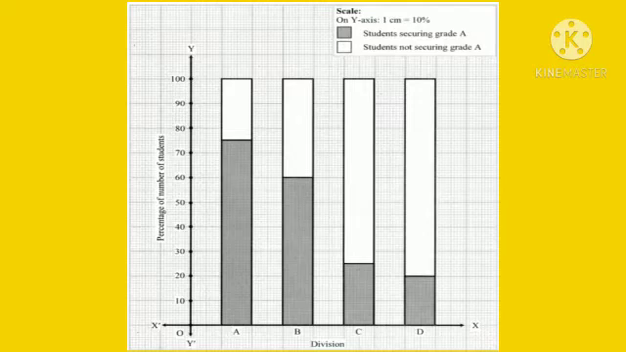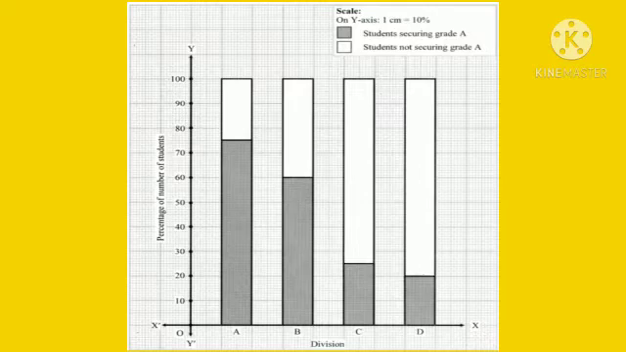For this, we will first draw the x-axis and y-axis. The meeting point of the x-axis and y-axis is the origin. On the x-axis, we are plotting division, so we will write division over there. On the y-axis, we are plotting percentage of number of students, so we will write that on the y-axis.